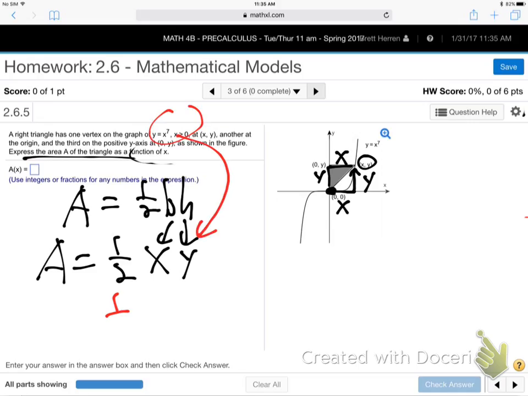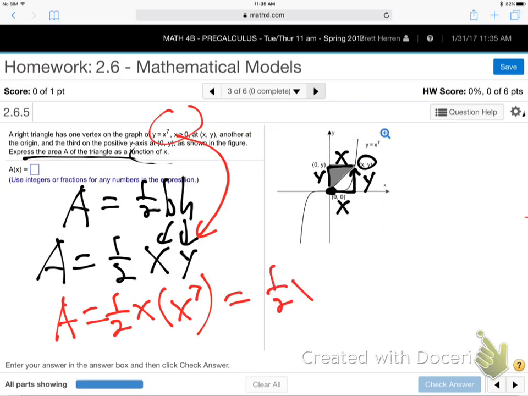It's X to the 7th, so it's 1/2 X, X to the 7th. Is that good like that? Now Y becomes X to the 7th. All right, so that's 1/2 X to the 8th, and we are done. Is that good? Questions on that?